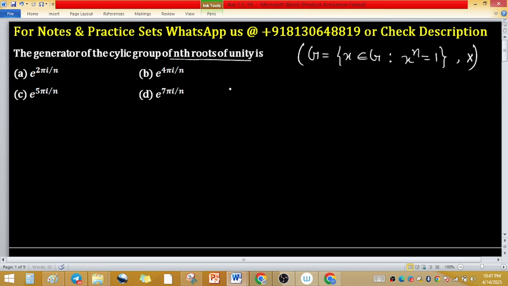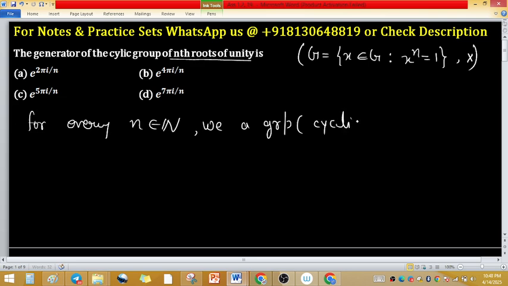Now, for every natural number n, we have a cyclic group of order n. For example, x cubed equals 1: the roots of this equation are known as the cube roots of unity, and the cube roots of unity form a multiplicative group, or multiplicative cyclic group.